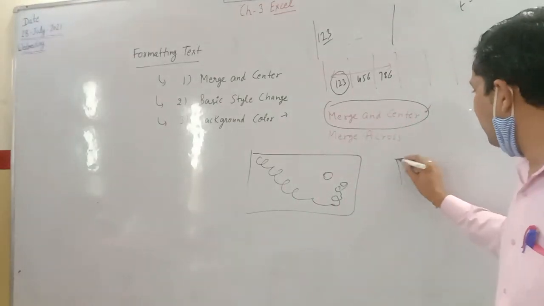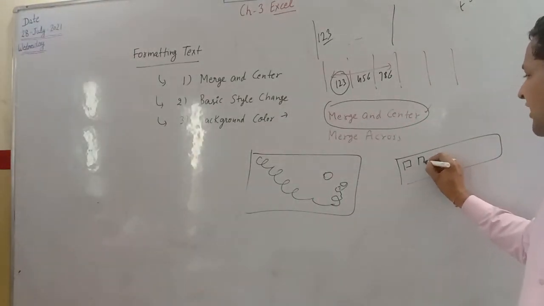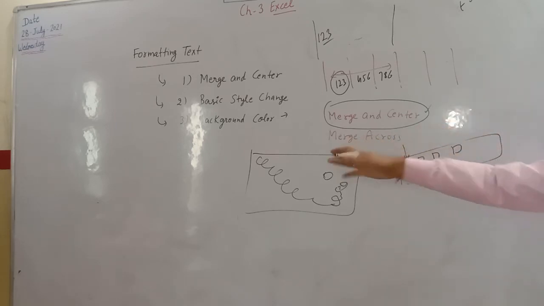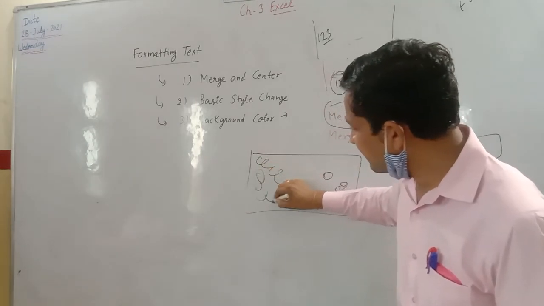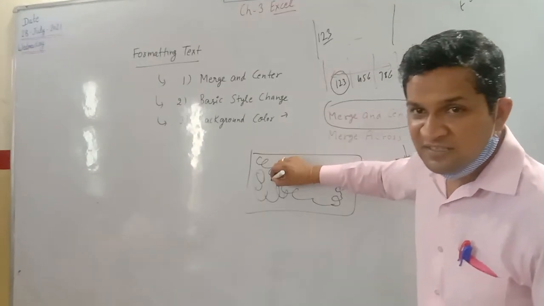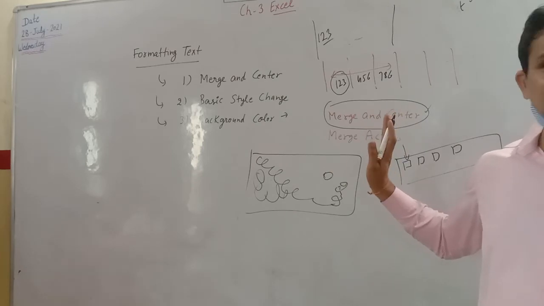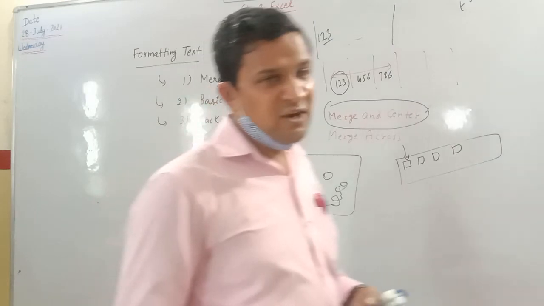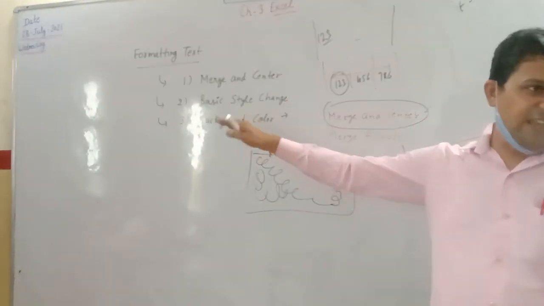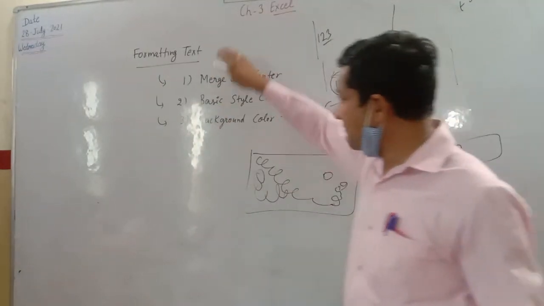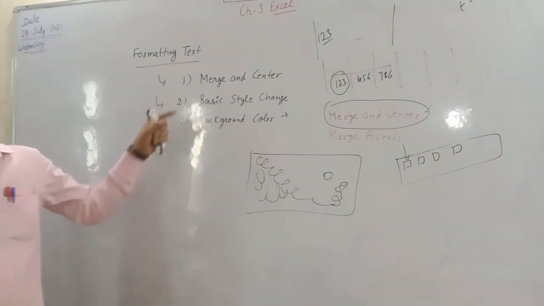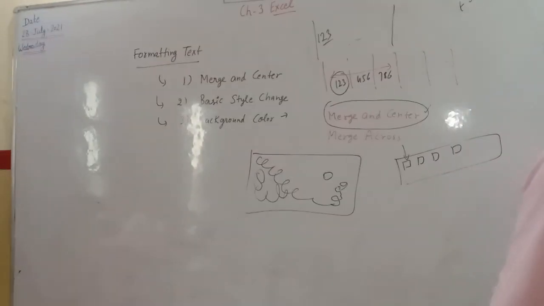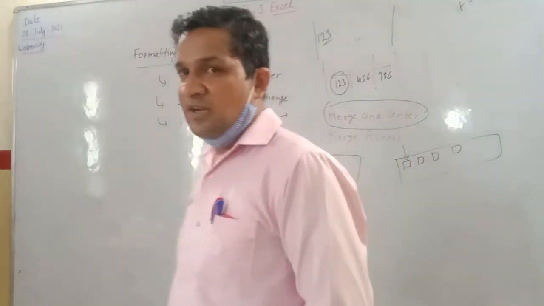Second, you can select directly from the window. In that, red, green, blue, yellow, this type of combination is there. Just click on red, and it will apply. And in this mixture, you click anywhere in that area, and that color will be applied directly. We can apply the color of the background and also the color of the text. So three types of formatting are possible: merge and center, basic style change, and background color. So we have covered the topic of formatting the text.